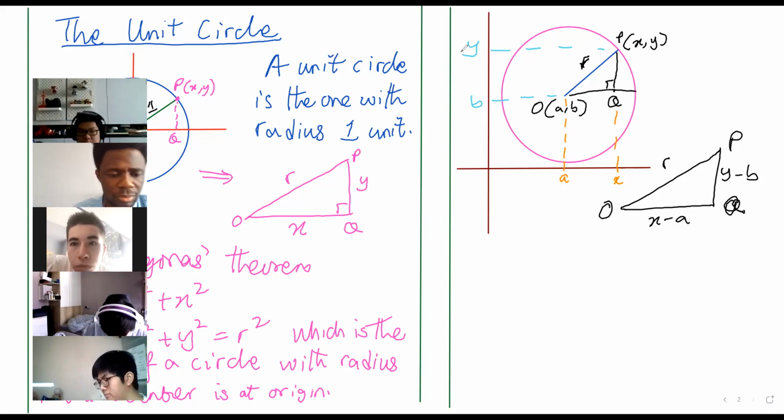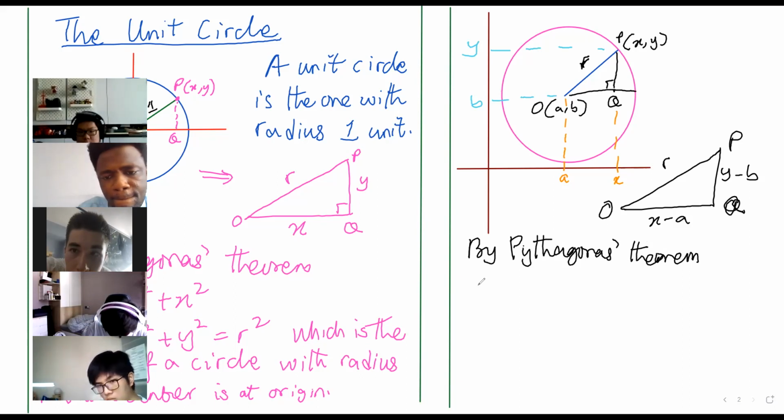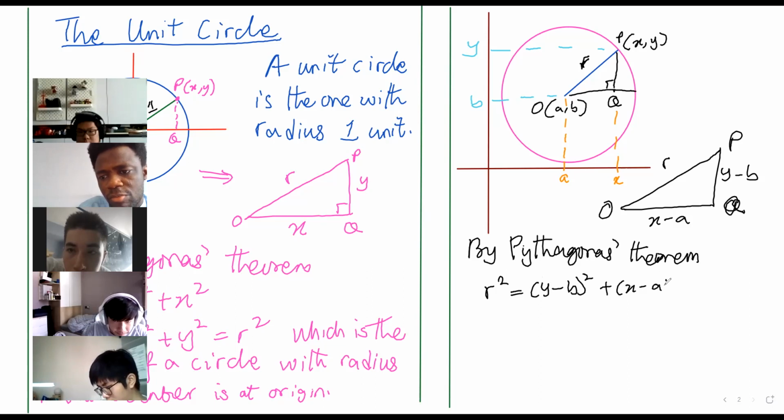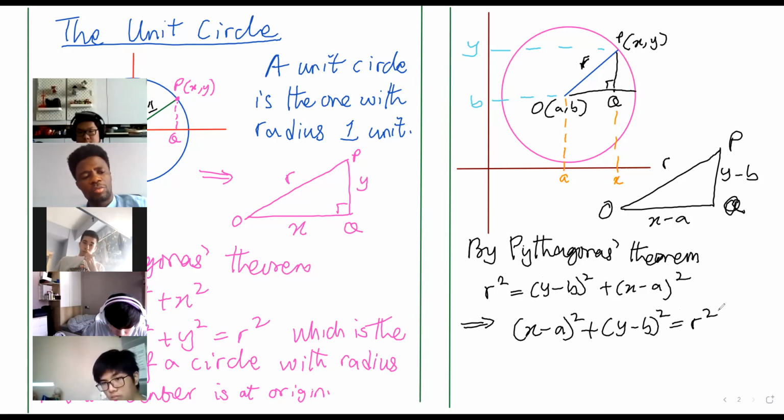So for Pythagoras' theorem again, r squared equals y minus b squared plus x minus a squared, which implies (x minus a) all squared plus (y minus b) all squared is equal to r squared. And this is the equation of a circle with center (a, b) and radius r.